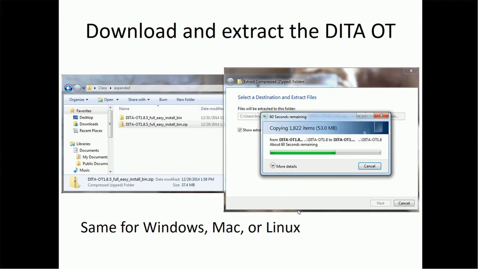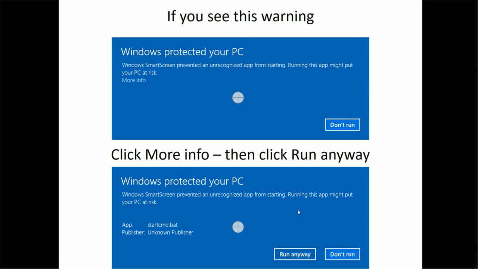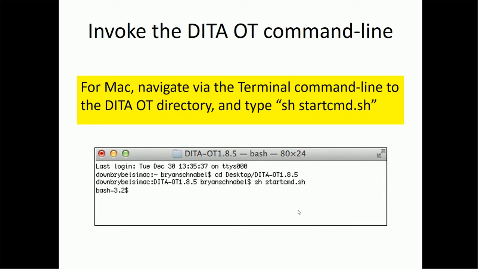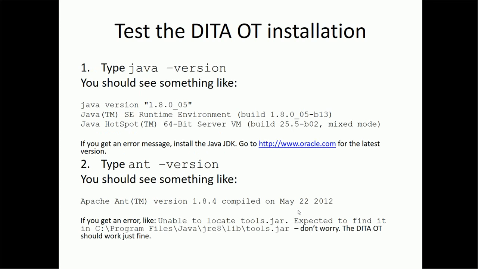I will tell you how to install the DITA Open Toolkit. It will be available on D2L. If you're using Windows, you then just double-click the Start Command.bat. If you see a warning that says that your PC is protected, just click the More Info button and click Run Anyway, and you'll get your command line. If you're on the Mac, you have to navigate to that directory and type sh space start command.sh. And again, don't worry, I will go through this in a lot more detail when we go into this section.